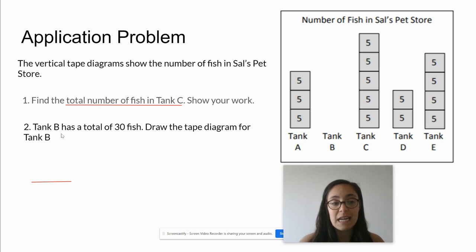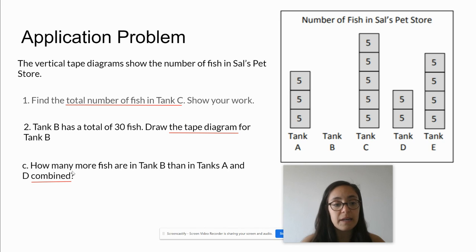Next, we have tank B has a total of 30 fish. We need to draw that tape diagram for tank B. So I look over here, I see that there is nothing drawn, and I see my other tape diagram. So then I would do the same thing. I would count by 5s and go from 5 to 10 to 15, 20, all the way up to 30.